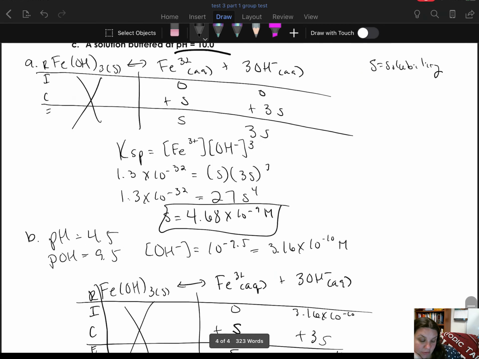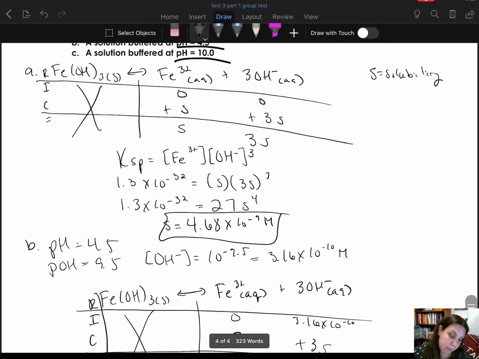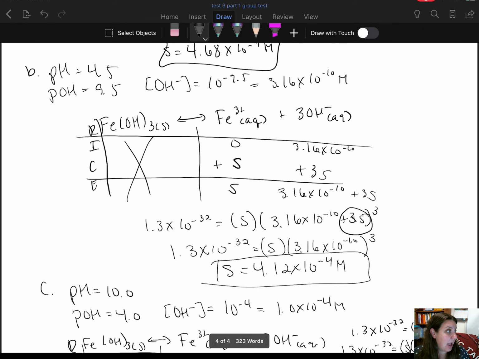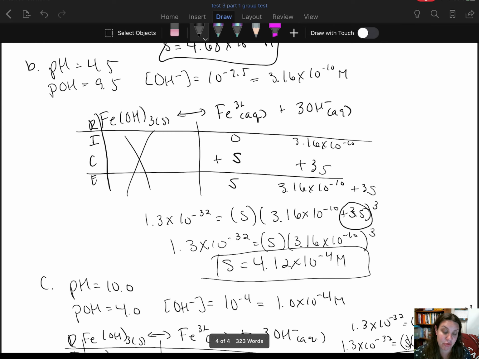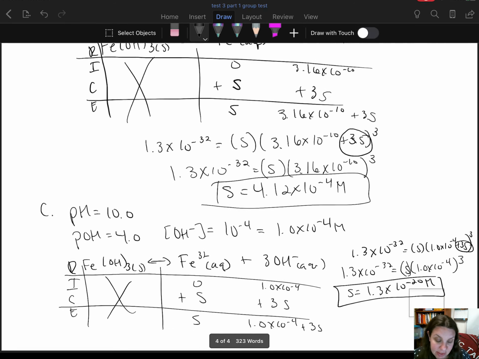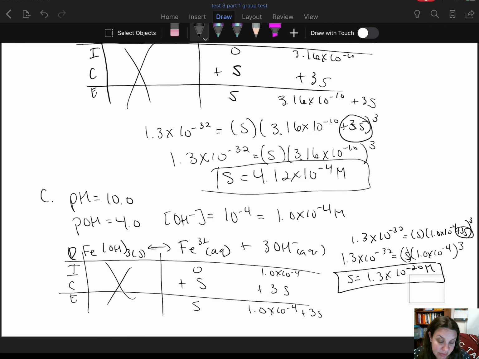So in the first one, we have just solubility in water, which is based directly on KSP. In B, we have a solubility that is higher than in pure water because we are at a lower pH, which means we have less hydroxide, which means we are going to shift towards our products, and that's what we saw. And then in our last one, we have a hydroxide concentration that is greater than in pure water, so we should expect our solubility to decrease.